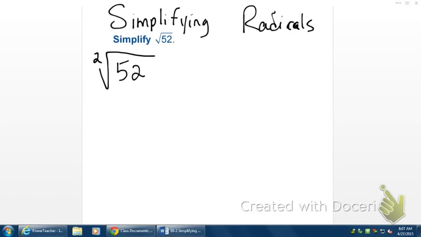So what times what is going to give me 52? Someone give me something. What gives you 52? Anything. 1? Well, 1 can always go into anything, so there's no need to write down 1. 2 can go into it. How many times?